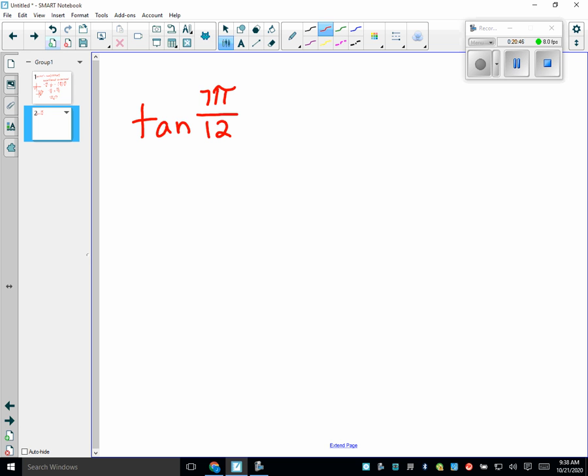Okay, what's 45 degrees? Pi over 4. I had to think about that one. Pi over 4. So what about in quadrant 2? That would be 3 pi over 4. Yes. And then 5 pi over 4. And then 7 pi.